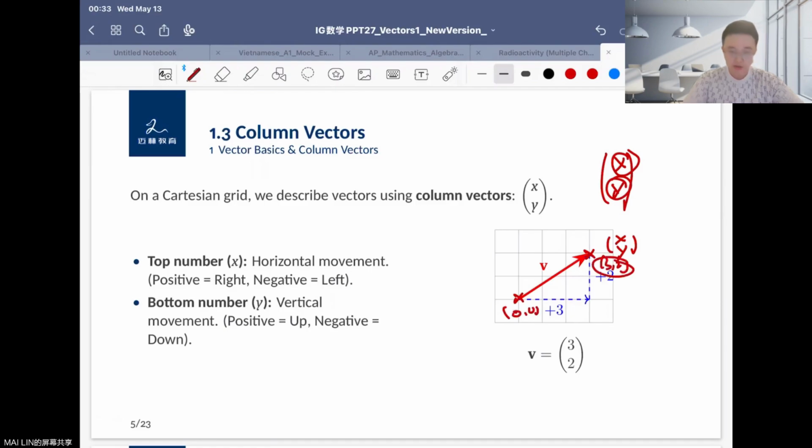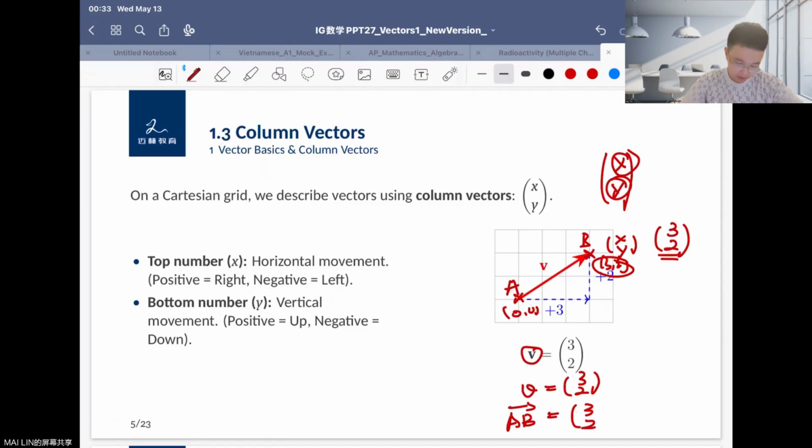But you can find here the coordinate 3, 2 lies on a line, but with the x and y here it becomes a column, okay? So here we have to write that as a column 3, 2, okay? Here we can use a lowercase letter v to represent the vector, that is the column 3, 2. Also, if you name the two ends, you can say a and b, that is vector AB as the column 3, 2, okay? So here we can figure out what a column vector is, right?